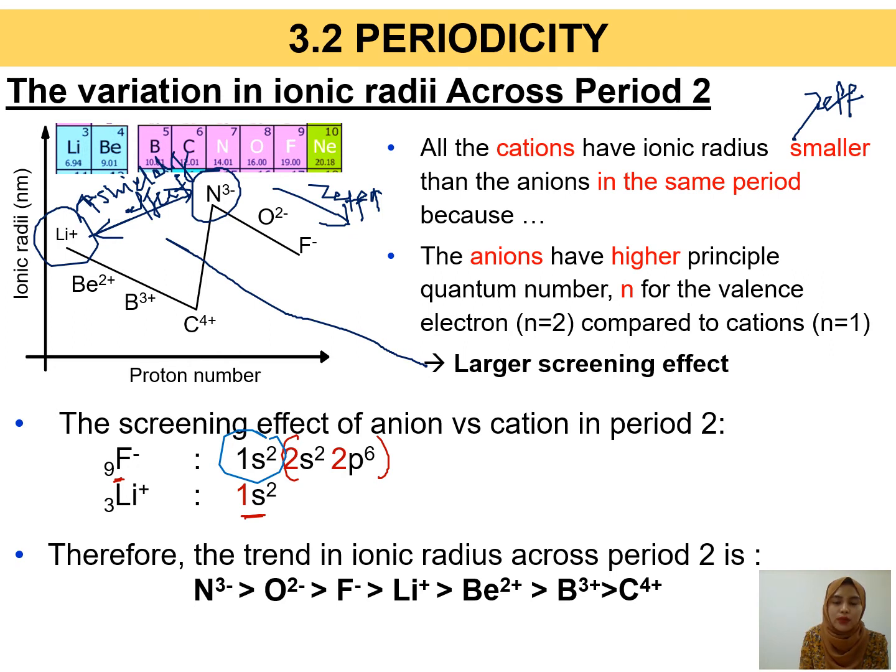So if you want to discuss the trend and how to arrange the size of the ions across period 2, you have to start with N3-, and finish the anions first, because anion size is bigger than cation. You start from the anions, then go to the cations.